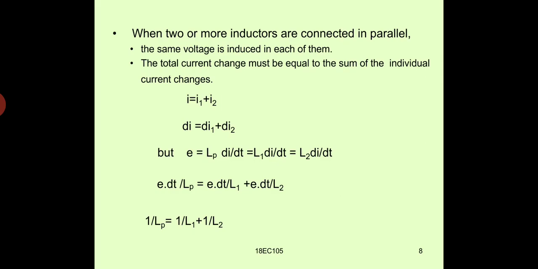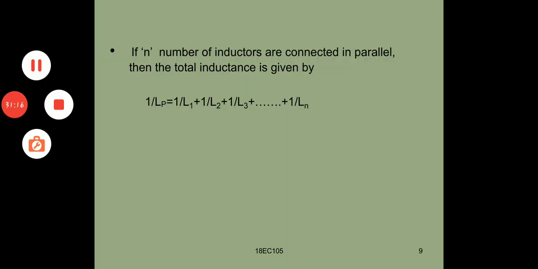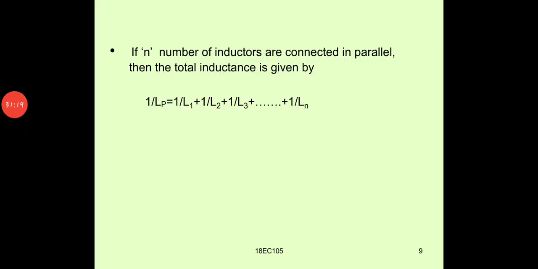Does this remind us of anything? We remember that this is a similar equation to that for resistors in parallel: 1 by R equivalent equals 1 by R1 plus 1 by R2. Similarly, for inductors it is the same without any mutual inductance. And if there are n inductors connected in parallel, then the total inductance is given by 1 by Lp equals 1 by L1 plus 1 by L2 plus 1 by L3 plus 1 by L4 and so on till 1 by Ln.